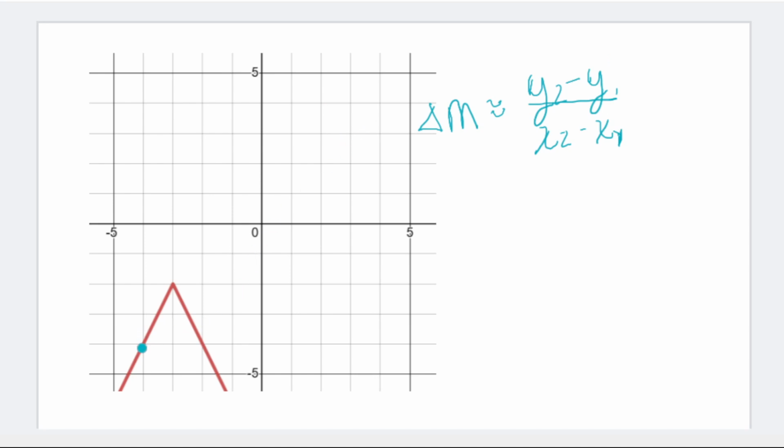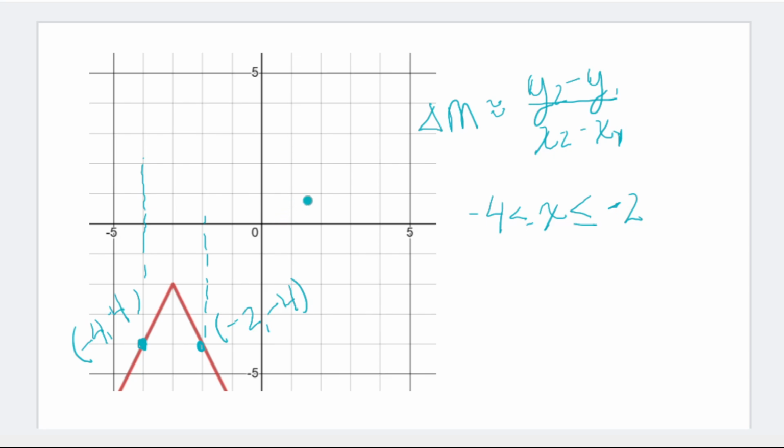So, say for example, I want to find the average rate of change between negative 4 and we'll do negative 2. Okay. So, what you do is you find the ordered pair for each point. Okay. So, x equals negative 4 is this line here. And the ordered pair for that is negative 4, negative 4. And if I'm looking for negative 2, for example, x equals negative 2 is right here. And the ordered pair for that is negative 2, negative 4.